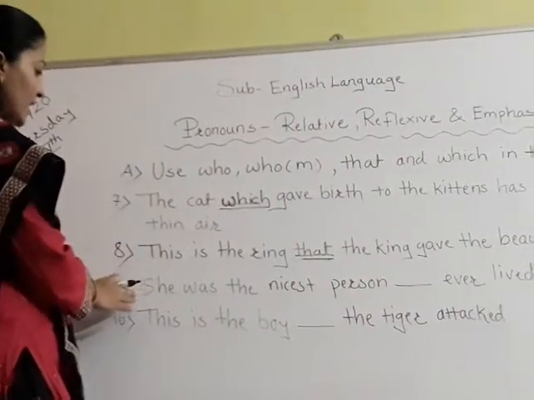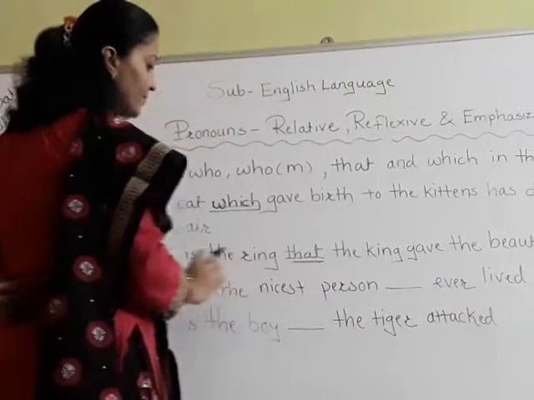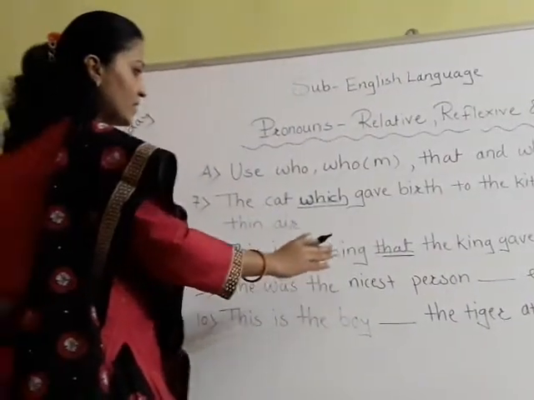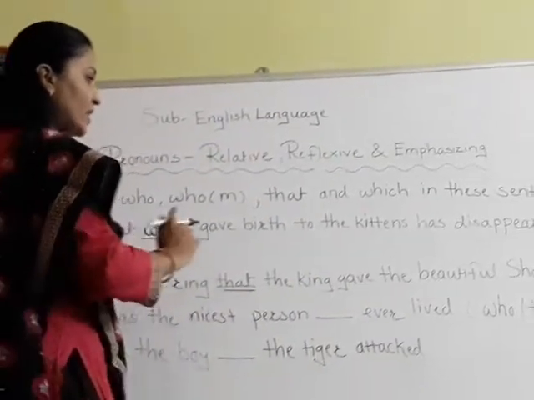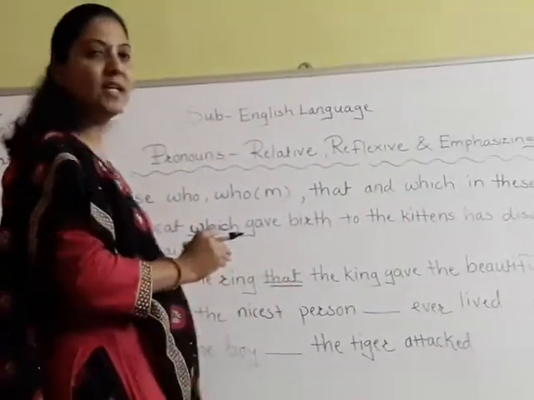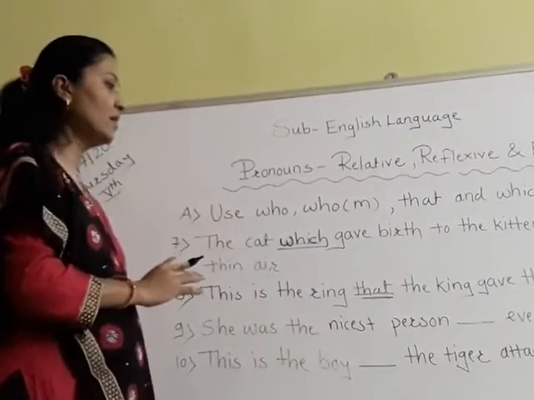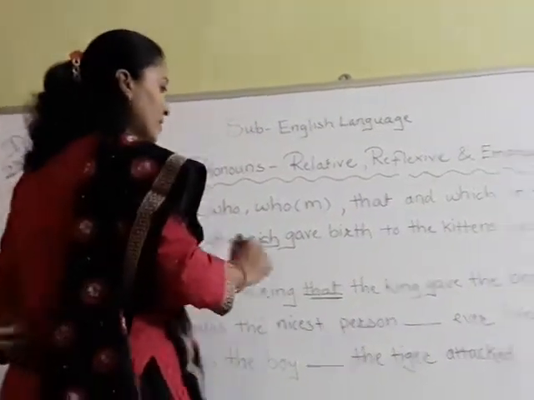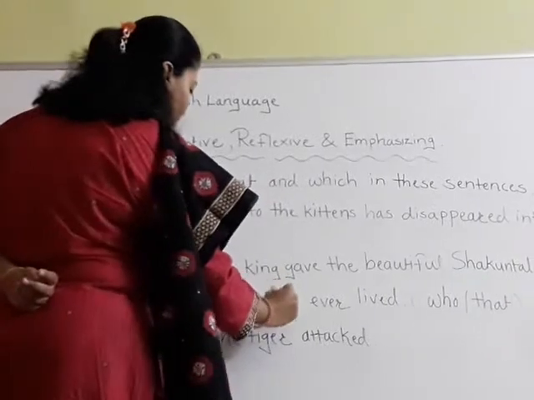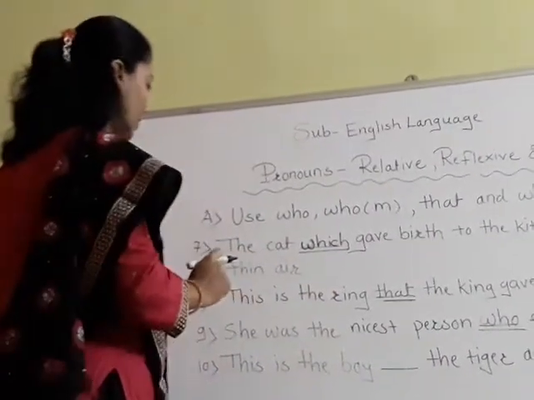So we have to use here that. Now see the next sentence. She was the nicest person who ever lived. Here two options are given, who or that. But whenever we are talking about a person, we have to use here who. So who is the relative pronoun here.